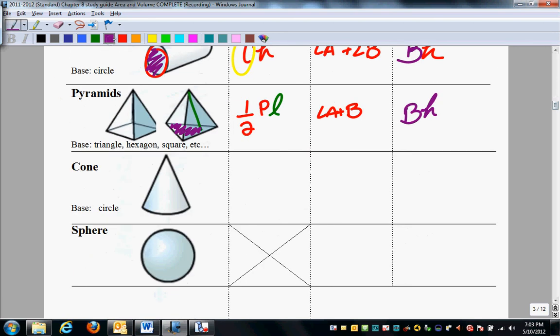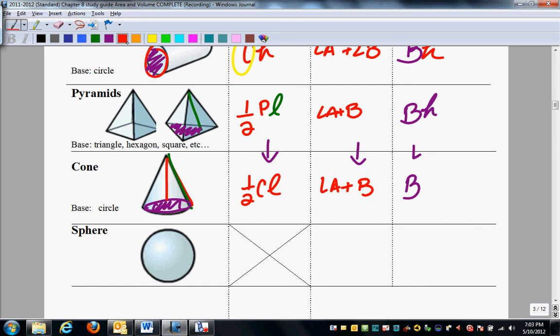For a cone, this row is exactly the same as this row, except instead of P, it's C, so it's 1/2 CL, slant height being the outside. And then this is LA plus B. And of course, this is going to be area of the base times the true height. Oh, this is over 3. Both of these are over 3. Area is 2 dimensions, therefore the fraction from a prism to a pyramid is 1/2. Volume is 3 dimensions, so it's divided by 3.